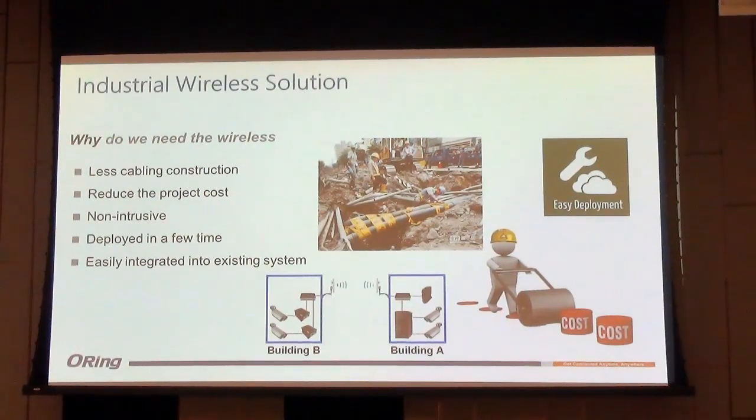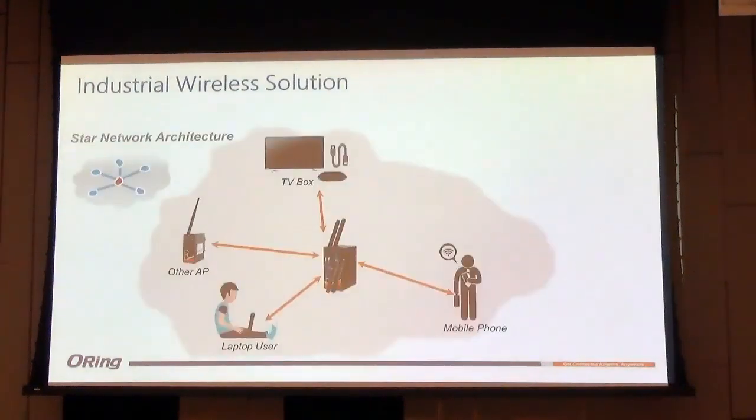So when we use wireless, we want no intrusive construction. When we want to build a wireless link from here to there, we want to take the least effort to do this. So we want to share some wireless architectures with you, to show which topology can help you build the wireless.